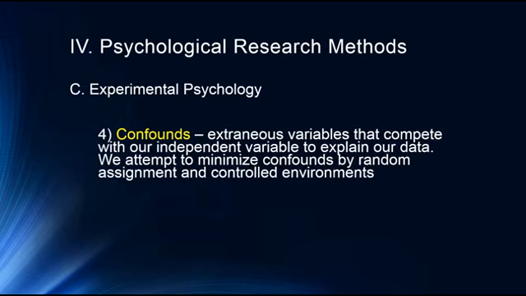Some examples of confounds include things like gender. We end up with more males in one condition than females. Time of the semester: we test group 1 in September and group 2 in December. Lots of different things can be different. We want to make sure we minimize those.